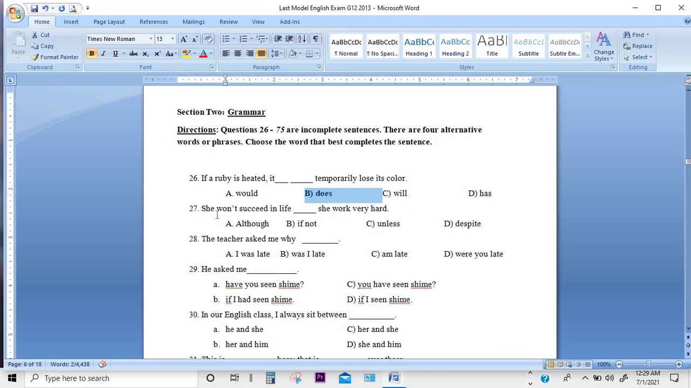Question number 27. She won't succeed in life. Does she work very hard? Again, this question is also from conditional clause.